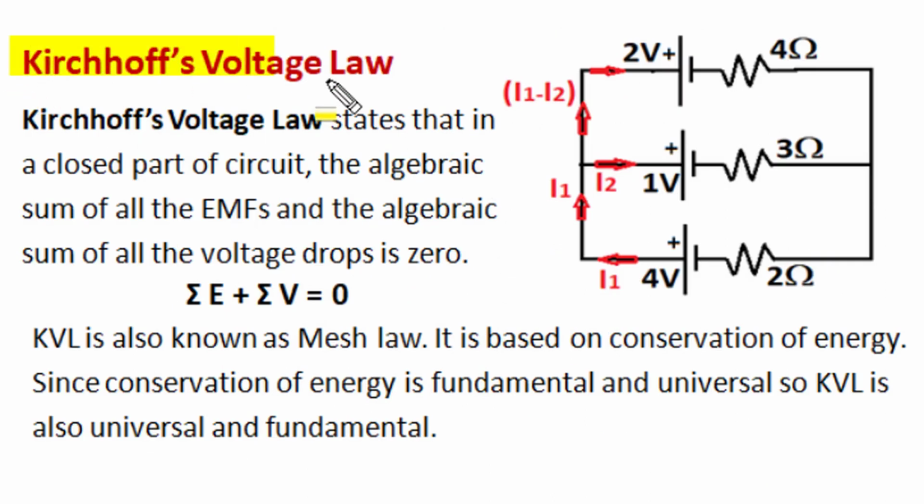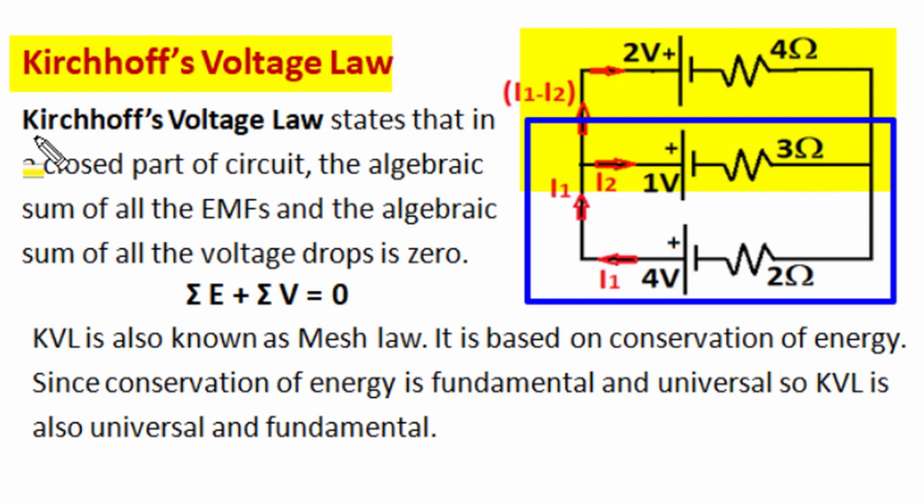Kirchhoff's voltage law is applicable to a closed part of an electric circuit known as a mesh, as shown in this yellow highlight or as shown in this blue frame. According to Kirchhoff's voltage law, in a closed part of a circuit or a mesh, the algebraic sum of all voltages, whether that voltage is an EMF source or an IR voltage drop in a resistance, the algebraic sum of EMF and IR voltage drop is 0 in any loop. Kirchhoff's voltage law is also known as mesh law, and it is based on conservation of energy.